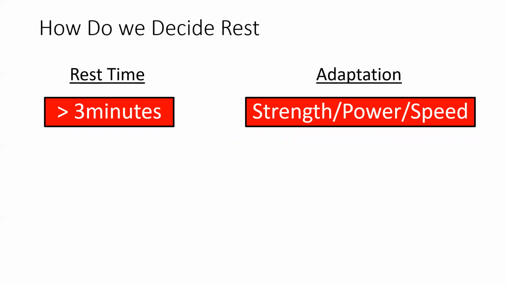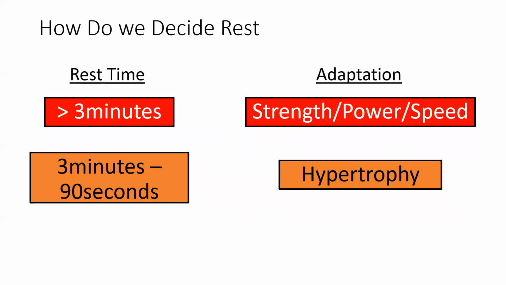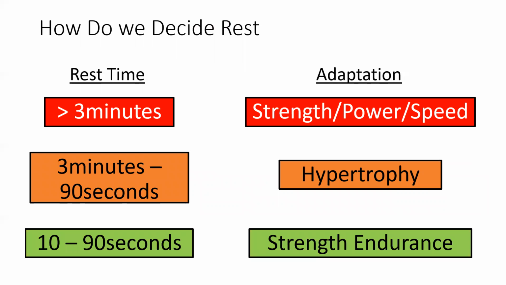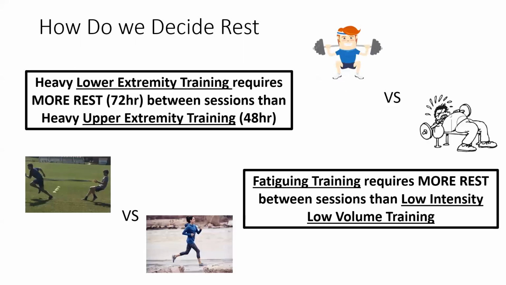So how do we prescribe rest? We need greater than 3 minutes rest for strength, power, and speed movements. 3 minutes to 90 seconds for hypertrophy, based on the intensity. The heavier it is, the more rest time. The less intense or the lighter it is, the less rest time you're going to need. And for strength endurance, 1 to 90 seconds. This is going to be really dependent on what type of endurance work you're doing. We'll get more into endurance-based work in our last section of program design.